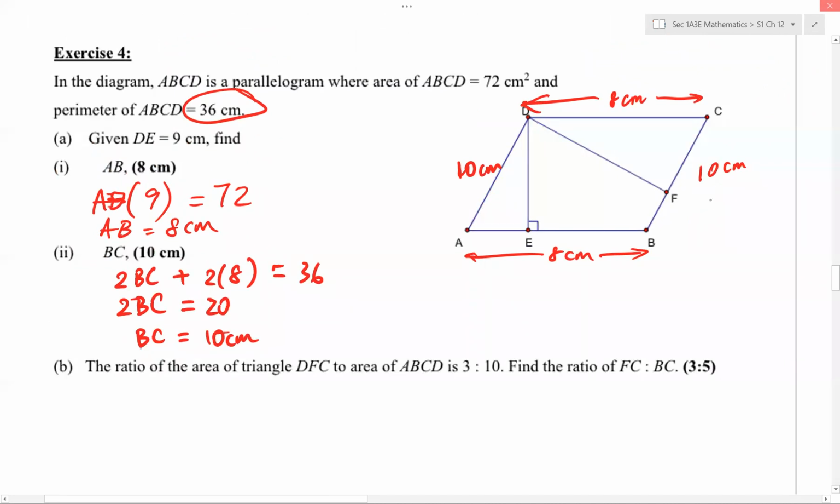What do you think of the scale of this diagram? Do you think it's drawn very well? Look at the distances. Why does the 8 cm look like it's longer than 10 cm? Yes? Oh, really? That's even worse, right?